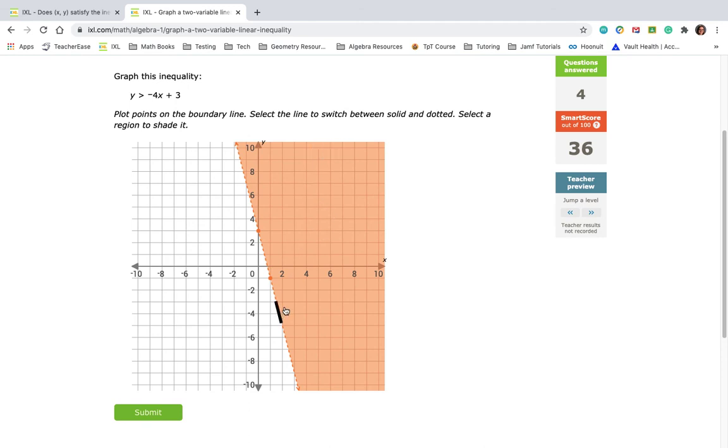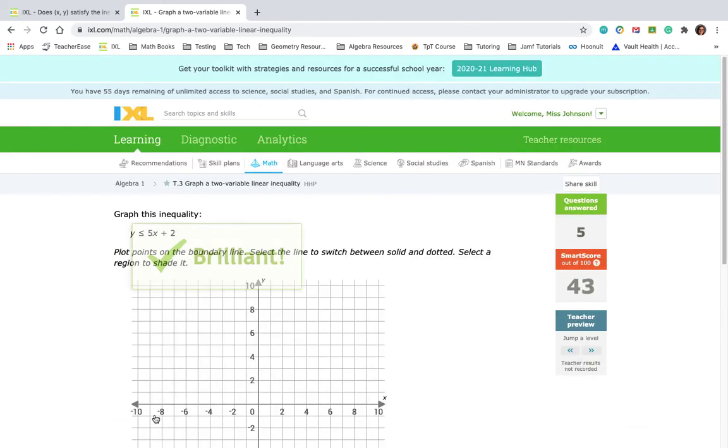Maybe you picked a different point. Maybe you picked 4, 0. So then 0 would be your y. And then negative 4 times 4 is negative 16. Negative 16 plus 3 is negative 13. So I would have 0 is greater than negative 13, and that's true. So I would know that this point needs to be shaded, which I already figured out with my 0, 0. But I wanted to show you another way you could get it, okay?